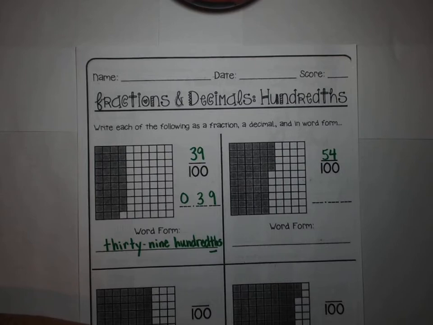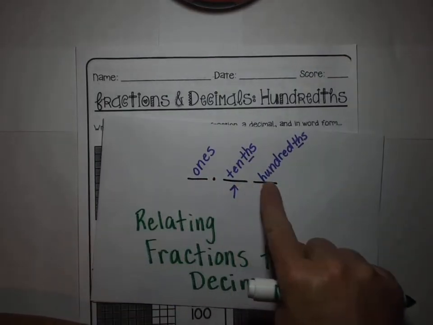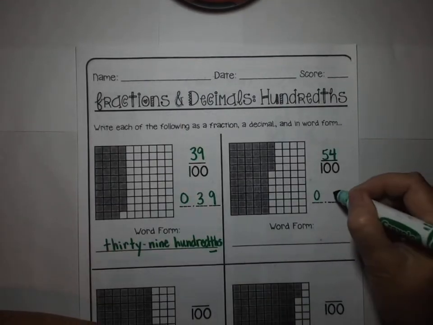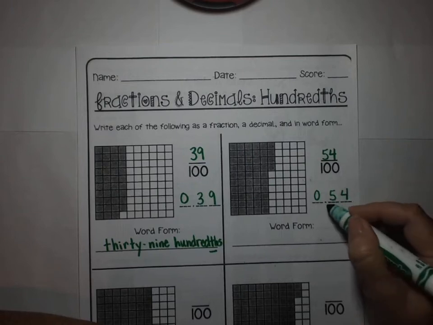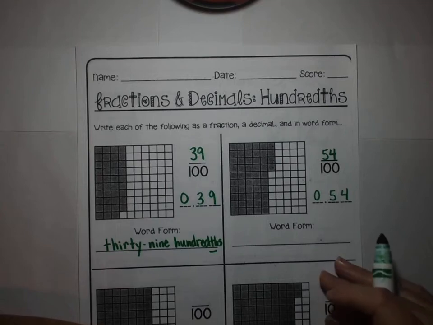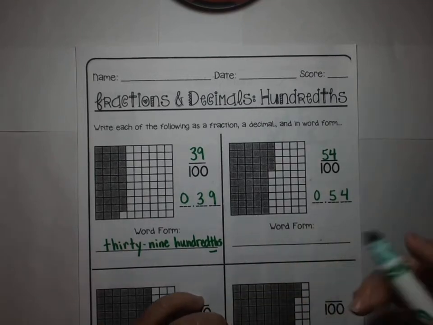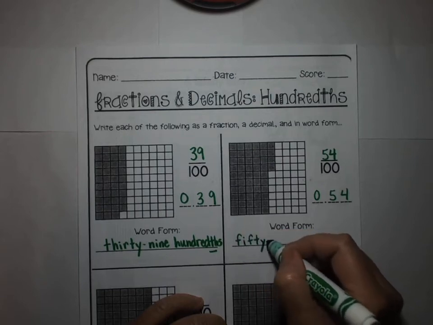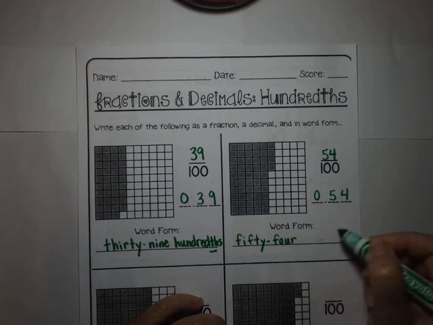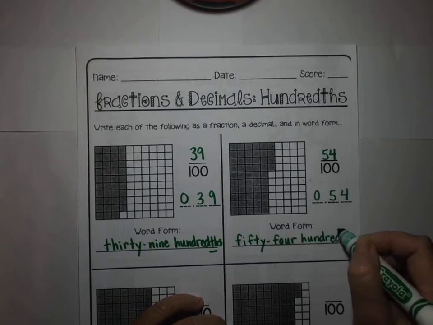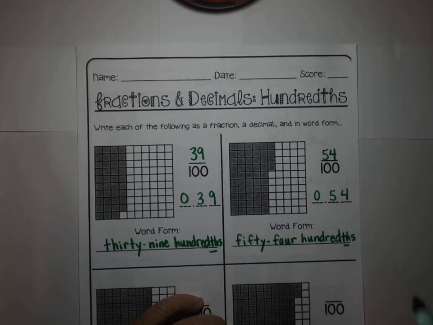hundredths place, which is ones, tenths, hundredths. So I need to say 0, 5, 4. There's a decimal right there. 54 hundredths, or 0 and 54 hundredths. So I'm going to write this in word form. 54 and then hundredths. TH. So that's an example of hundredths.